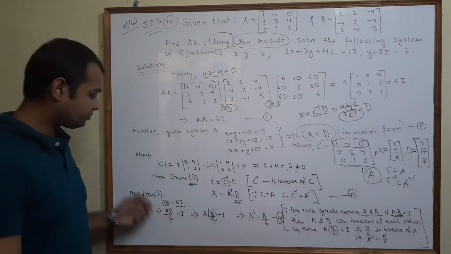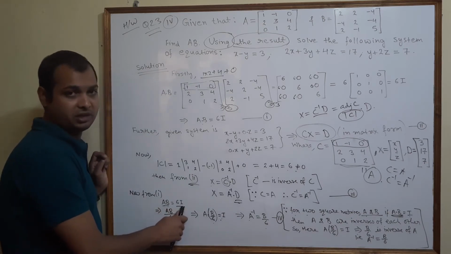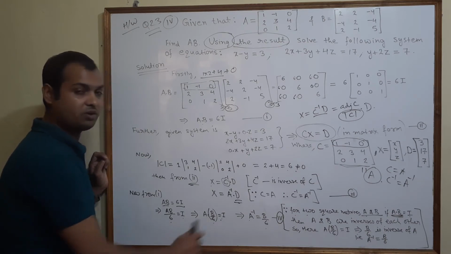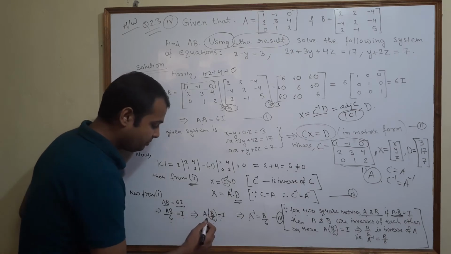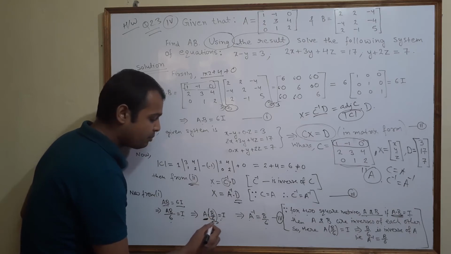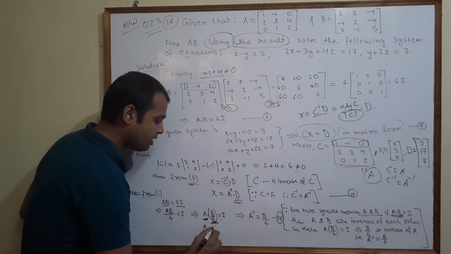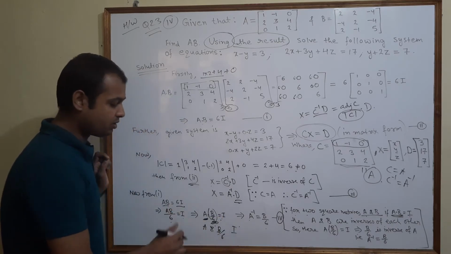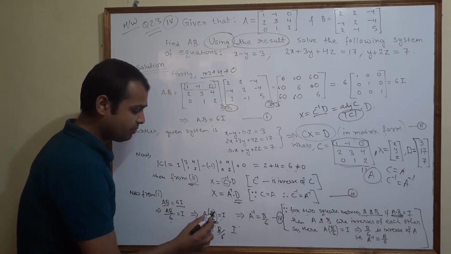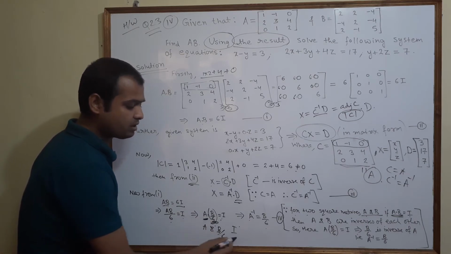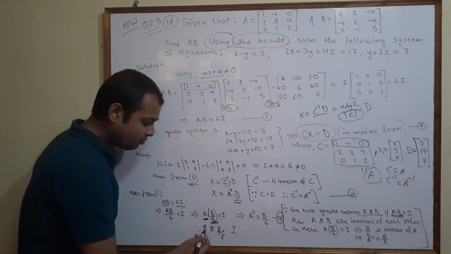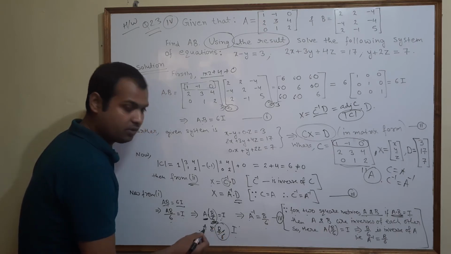So here we saw that AB is equal to 6I, which means AB upon 6 is equal to I, that means A into B by 6 is equal to I. So two matrices are there, A and the other matrix B by 6, and the product of A and B by 6 is coming I. That means both are inverses of each other, so B by 6 is the inverse of A.